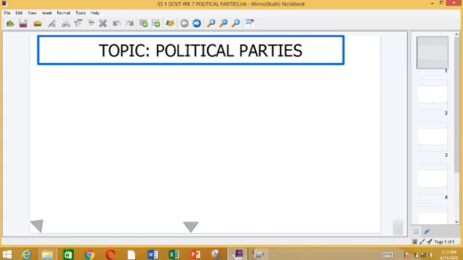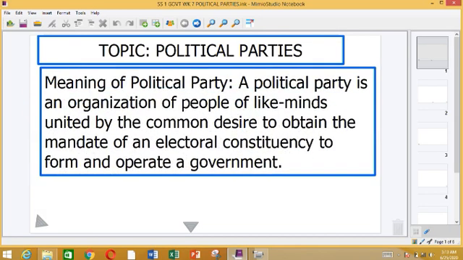Now let's start with the definition of political party. A political party is an organization of people of like minds, united by the common desire to obtain the mandate of an electoral constituency to form and operate a government. That is the meaning of political party.